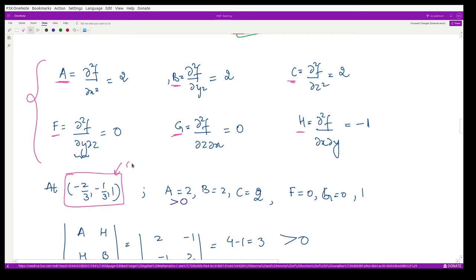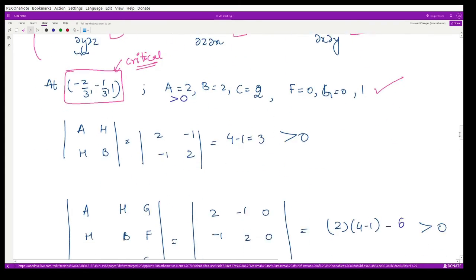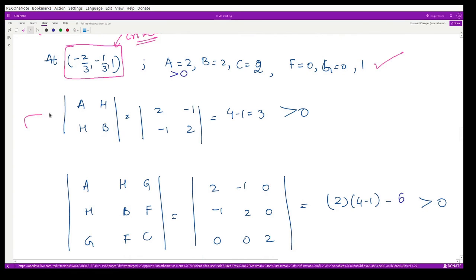So this was our given critical point. So at this particular point you will evaluate what is your a. A is a constant. Actually all these are constant, so this point would not make any difference. So the values will remain the same. So from here we again have to evaluate this second order determinant and the third order determinant.